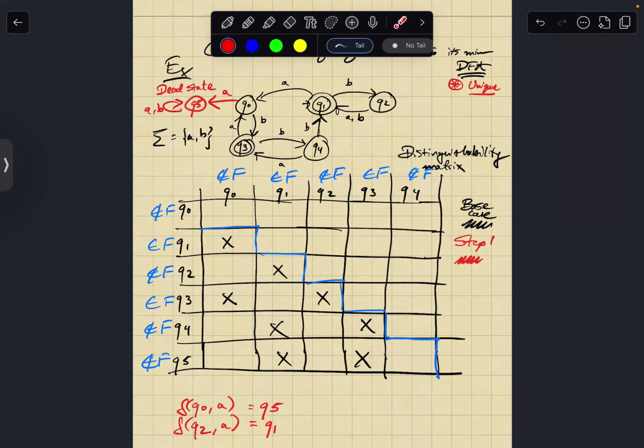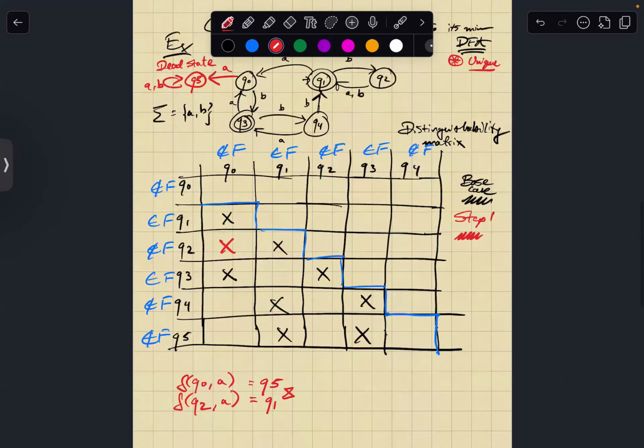In my table, do I already know that Q1 and Q5 are distinguishable? Well, let's see, Q1 and Q5, there's an X. So that means they are distinguishable, right? Which means that I can mark the cell that I started with, so Q2, Q0, with an X. Okay? Does the procedure make sense?